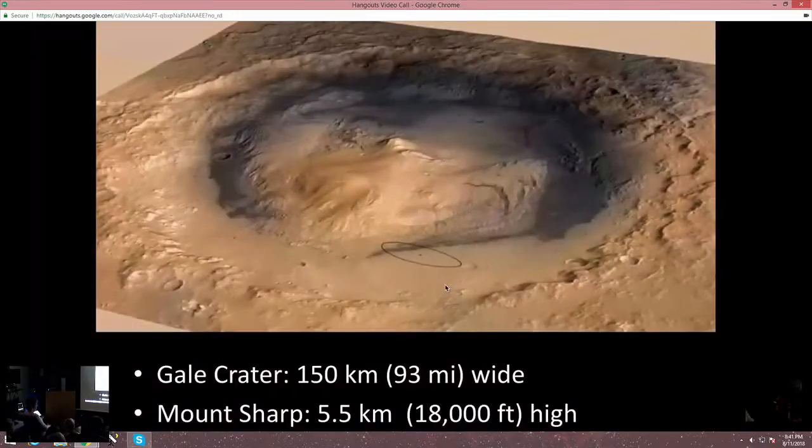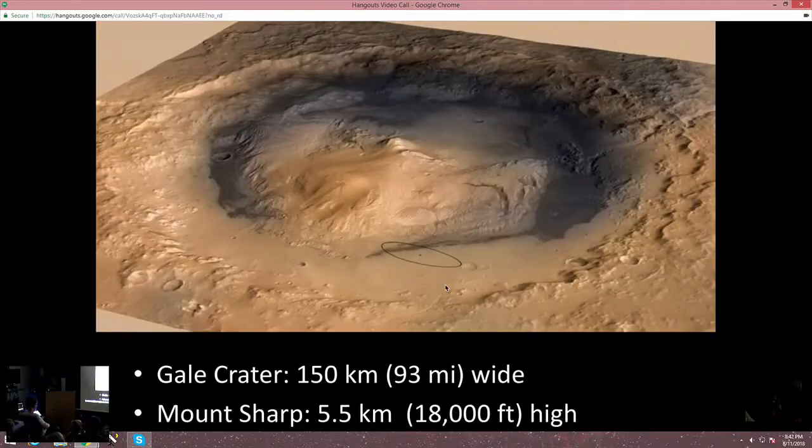And so we landed about 6 years ago, like I said, in Gale Crater here. Gale Crater is this huge crater created by a meteor impact billions of years ago on Mars. And in the center of this crater is this massive mound called Mount Sharp, and it's about 18,000 feet high, which is huge. The largest mountains in the lower 48 states are about 14,500 feet high. So this is a really, really big mountain that we're climbing.